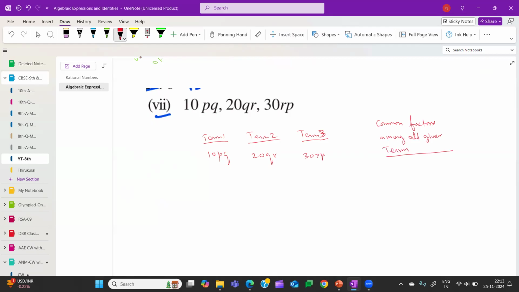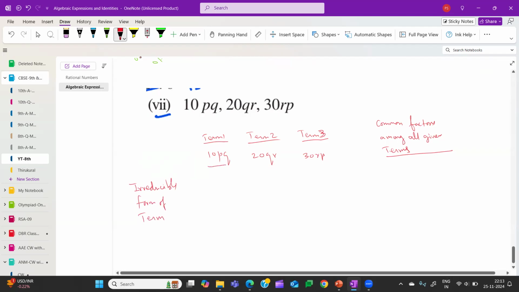So this is how we have tried. On the left hand side, the irreducible form of the term. Here 10PQ, we can write as 2 into 5 into P into Q. So these are the factors of term 1. Here we need to focus only on all the factors of term 1.